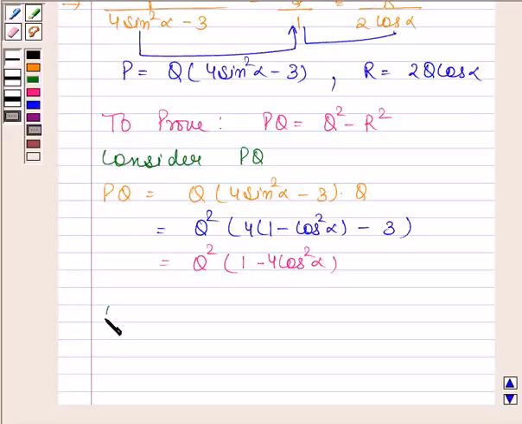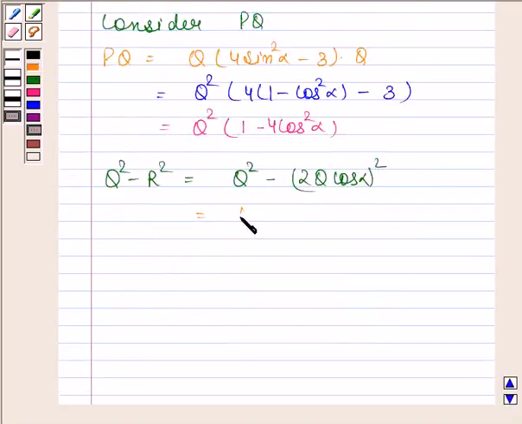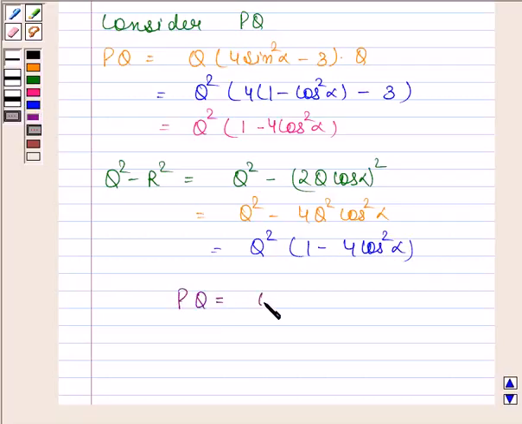Now consider Q square minus R square. R is equal to 2Q cos alpha. So we have 2Q cos alpha whole square. Now this is equal to Q square minus 4Q square cos square alpha. And this is equal to Q square into 1 minus 4 cos square alpha. Hence we prove that PQ is equal to Q square minus R square.